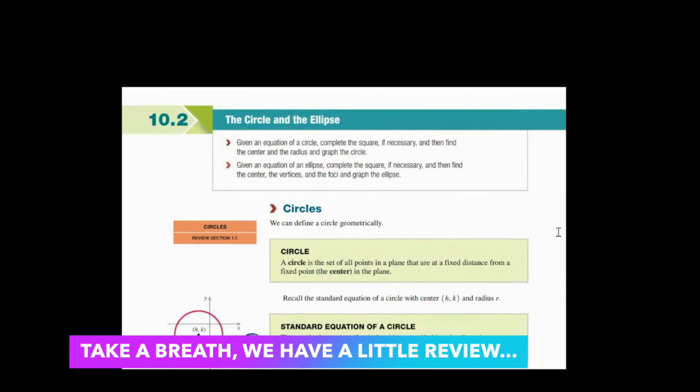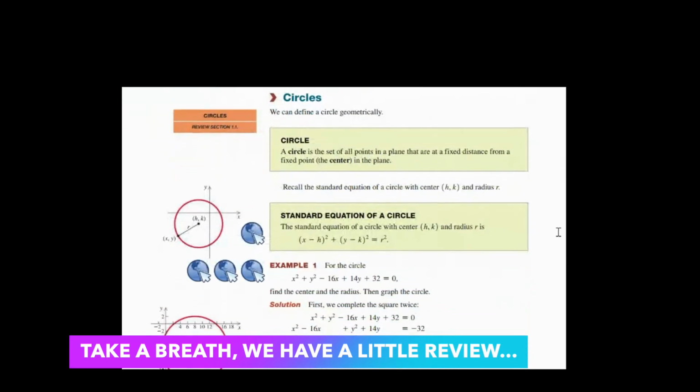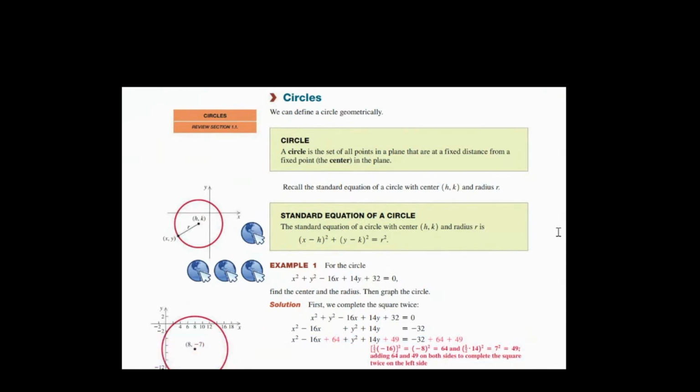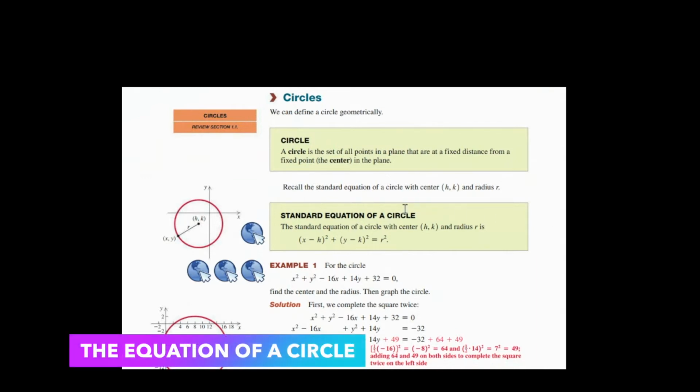The nice thing about section 10.2 is that at least at the beginning it's all review. This is something that you already learned way back in chapter 1. We learned the equation of a circle, and at that time you actually memorized it: x squared plus y squared equals r squared.